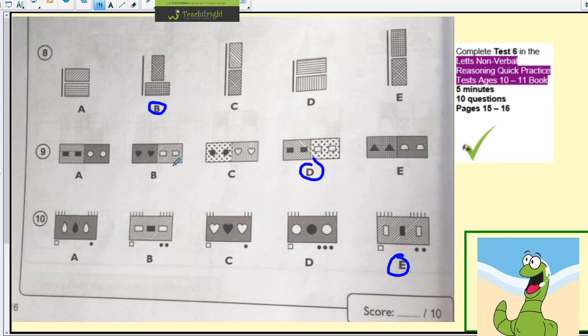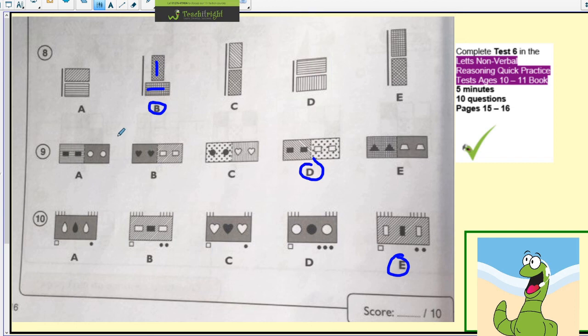So to go through these, for 8, what we're looking at is all the other figures have got rectangles that are in the same orientation. So you can see here, horizontal, horizontal, vertical, vertical, horizontal, horizontal, vertical, vertical. Whereas in this case, they change. We've got 1 horizontal and 1 vertical. That's why B is wrong.